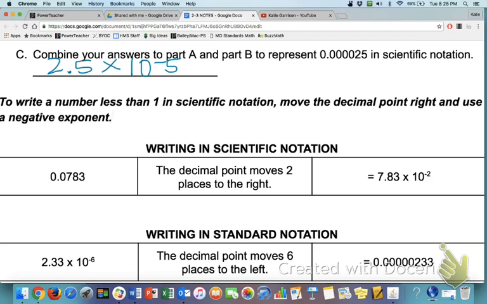That should be smaller. That should be here. Let me try to fix it. Negative fifth. There you go.